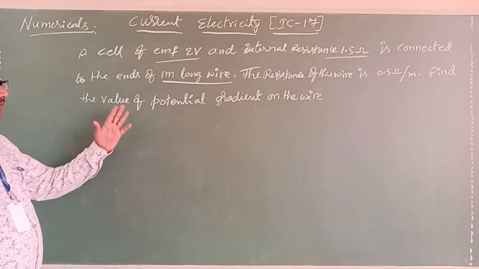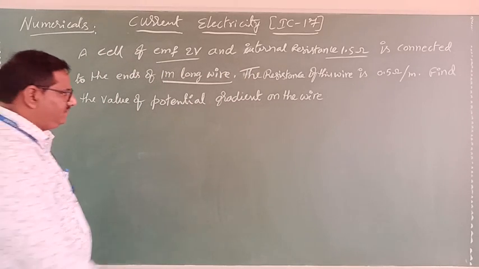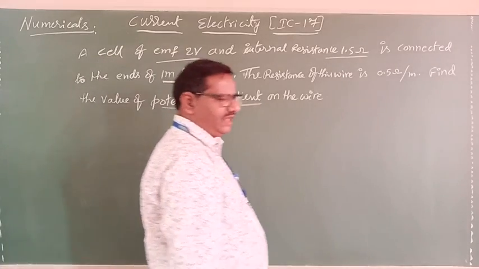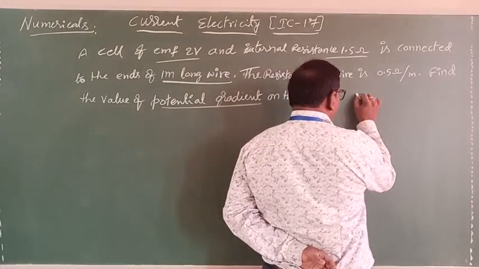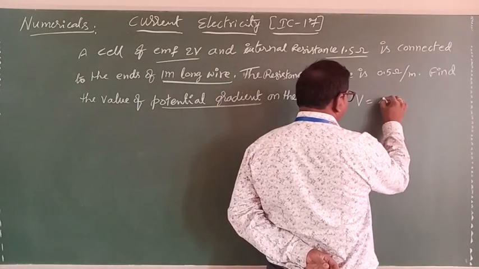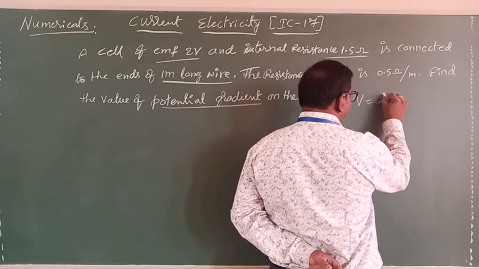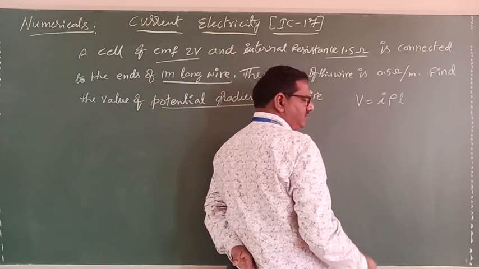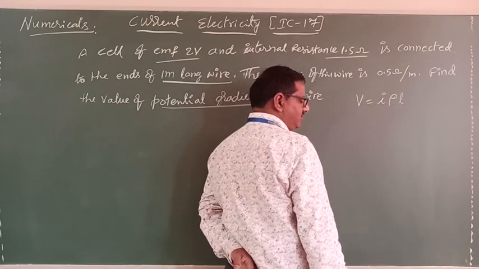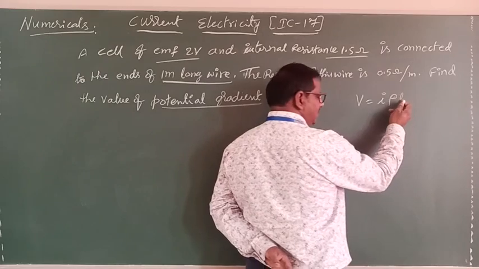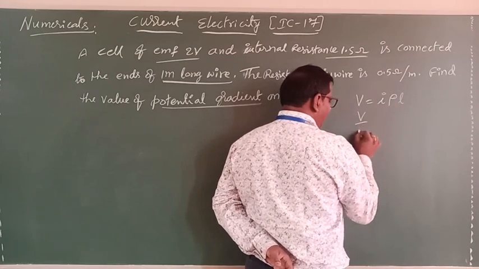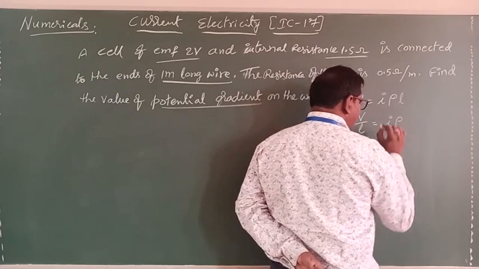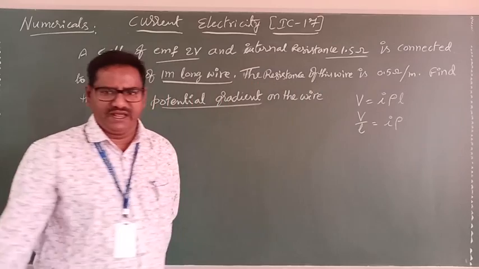Find the value of potential gradient. What is meant by potential gradient? Already we learned about the principle to measure the potential, V equal to I rho L. Now irrespective of that, this length we will take this side, V by L, potential per unit length. That is called potential gradient.